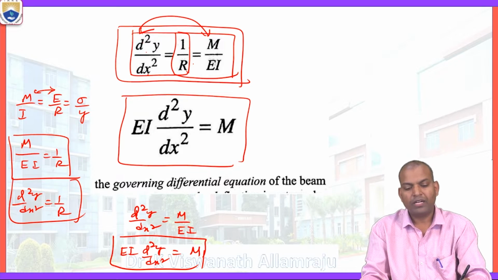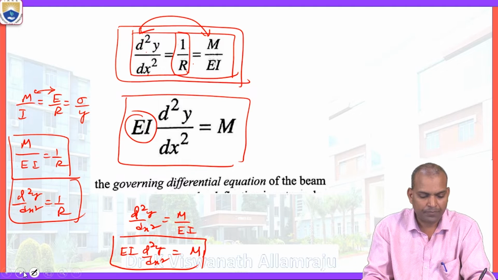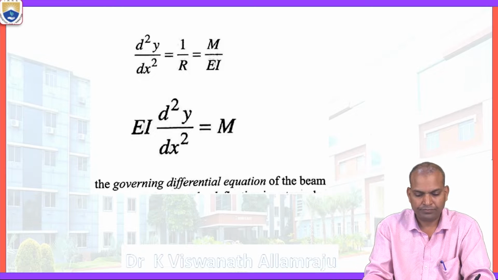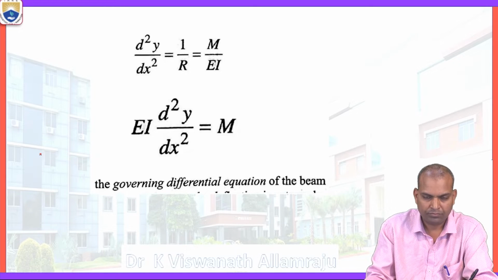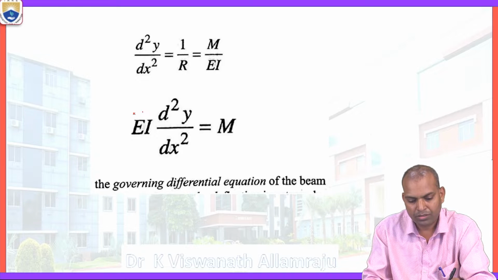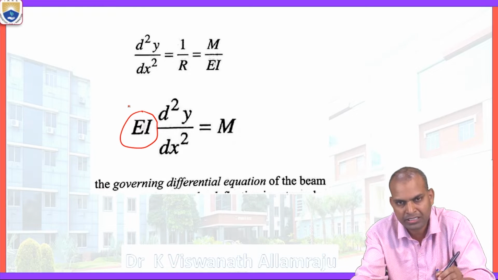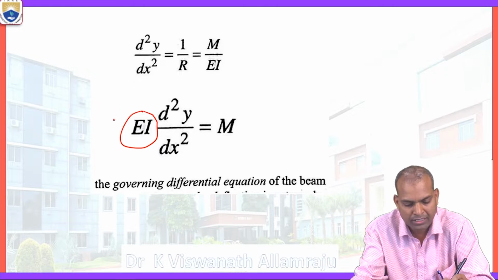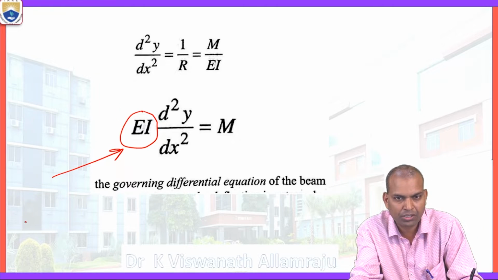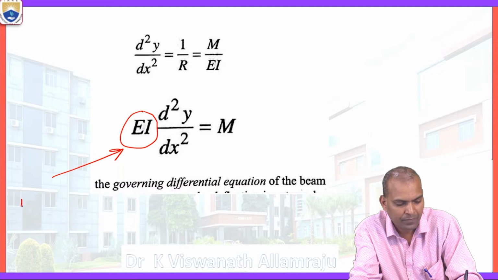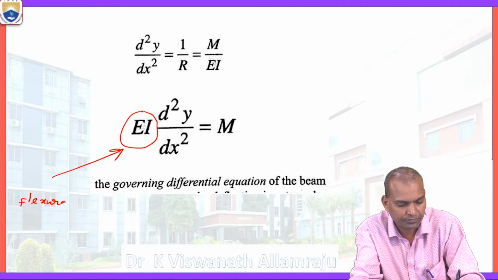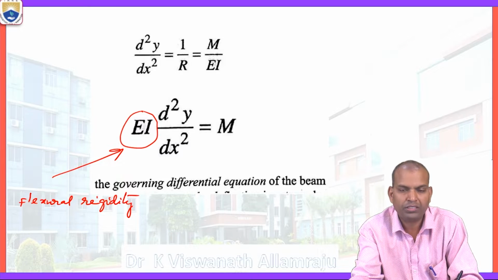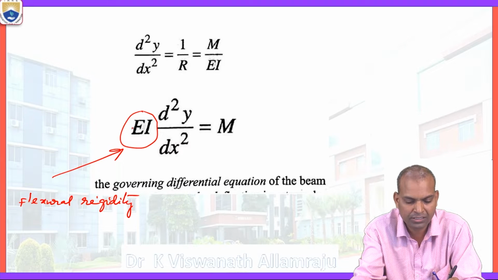Now, what is EI? What is the significance of EI? EI means the product of modulus of elasticity times area moment of inertia. This EI is known as the flexural rigidity. It is the index of the bending strength. EI is known as the flexural rigidity.